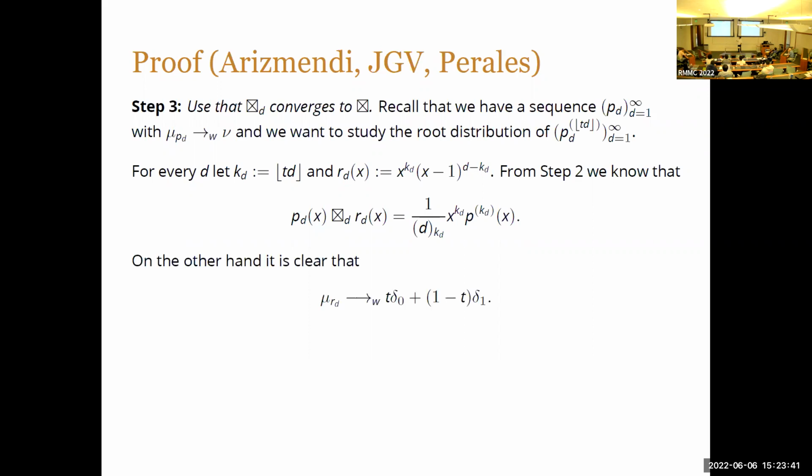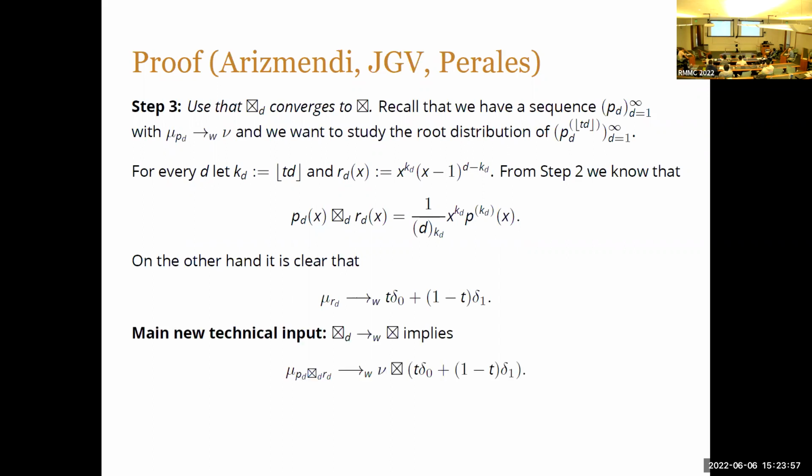So now it's easy to compute what's the asymptotic root distribution of the r's, right? The r only has roots at 0 and roots at 1, and it's enough to know what proportion they're in. So it's easy to see that they converge to this Bernoulli here. And then the technical input here is that we know that the root distributions of the convolution will converge to the multiplicative free convolution of the measures, right? So the r's are converging to this one. The p's are converging to nu. So then the root distribution of the multiplication is going to converge to the multiplicative free convolution of those measures.